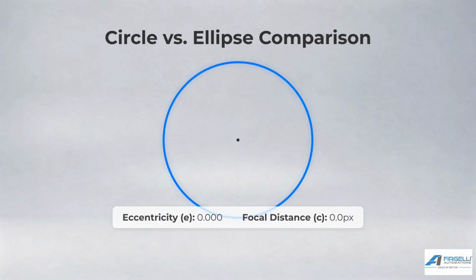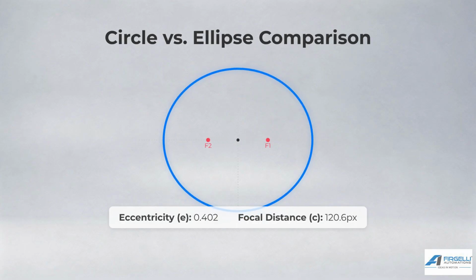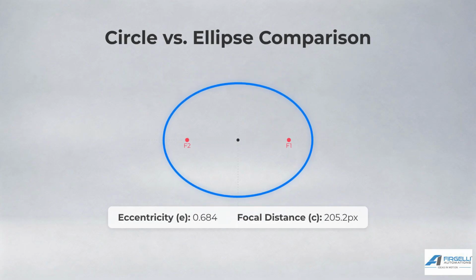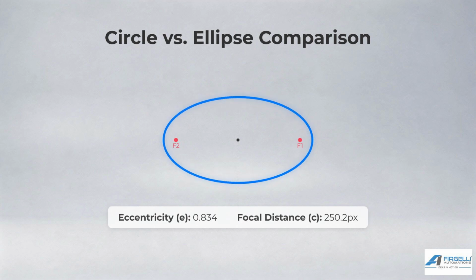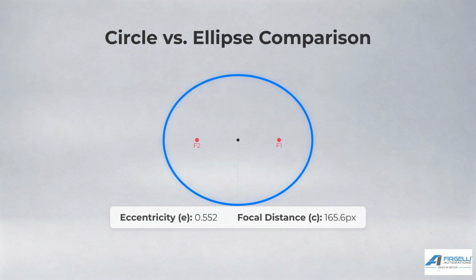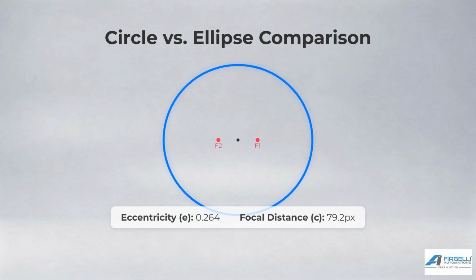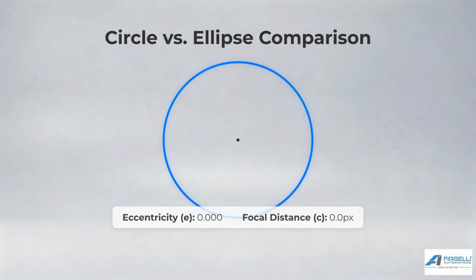The eccentricity shows 0.00000, indicating how much the ellipse deviates from being circular. 0 means we have a perfect circle. Finally, the focal distance, C, is 0.000 units, which is the distance from the center to each focus point.